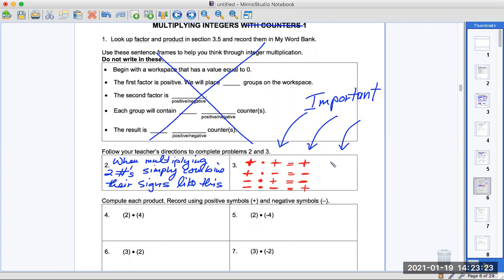Notice this rule is not the same when you add or subtract. So you have to keep that separate. You have to know, are we multiplying or are we adding or subtracting? Two different sets of rules. So you've got to keep it straight. Multiplying has this set of rules with the signs, adding and subtracting a different one. So I'm going to show you these examples.